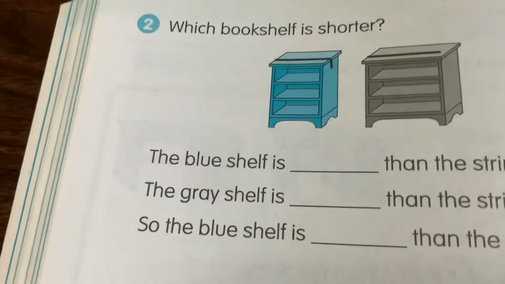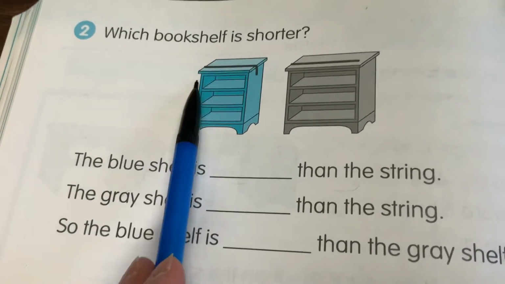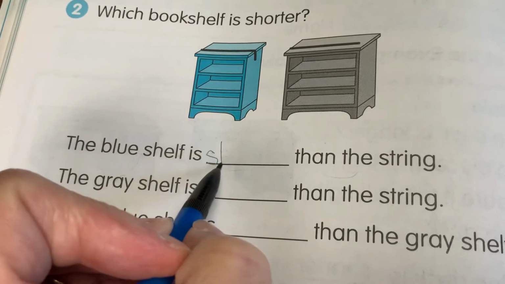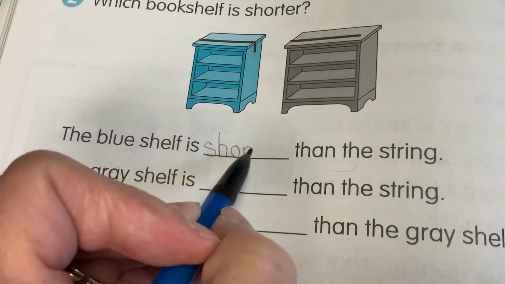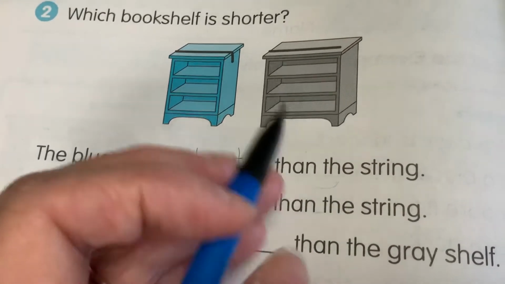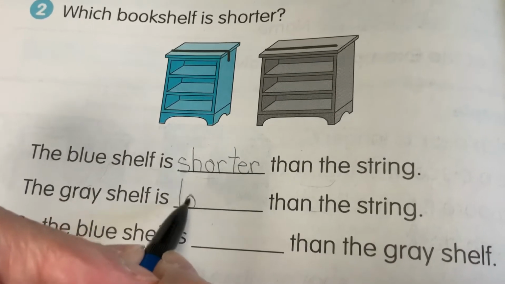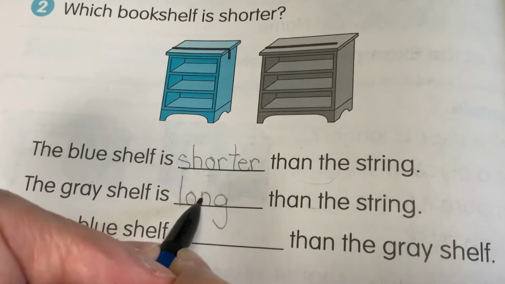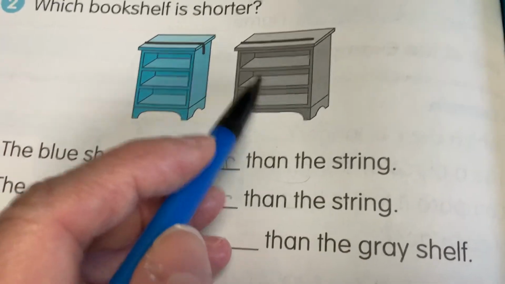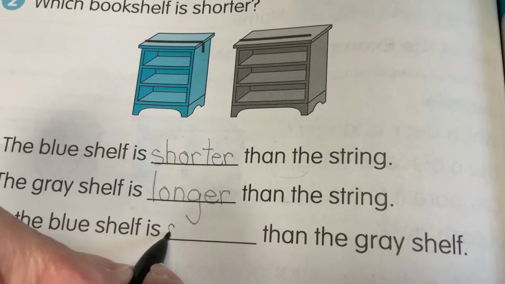Okay, which bookshelf is shorter? The blue shelf is blank than the string. Well, the string's hanging over. That means it's shorter than the string. It's again writing the word shorter. You should have that memorized by the time we get through here, how to spell shorter. Then the gray shelf is blank than the string. So the gray shelf is longer. So the blue shelf is what than the gray shelf? Well, if it is shorter than the string, this is longer. So the blue shelf is shorter than the gray shelf.